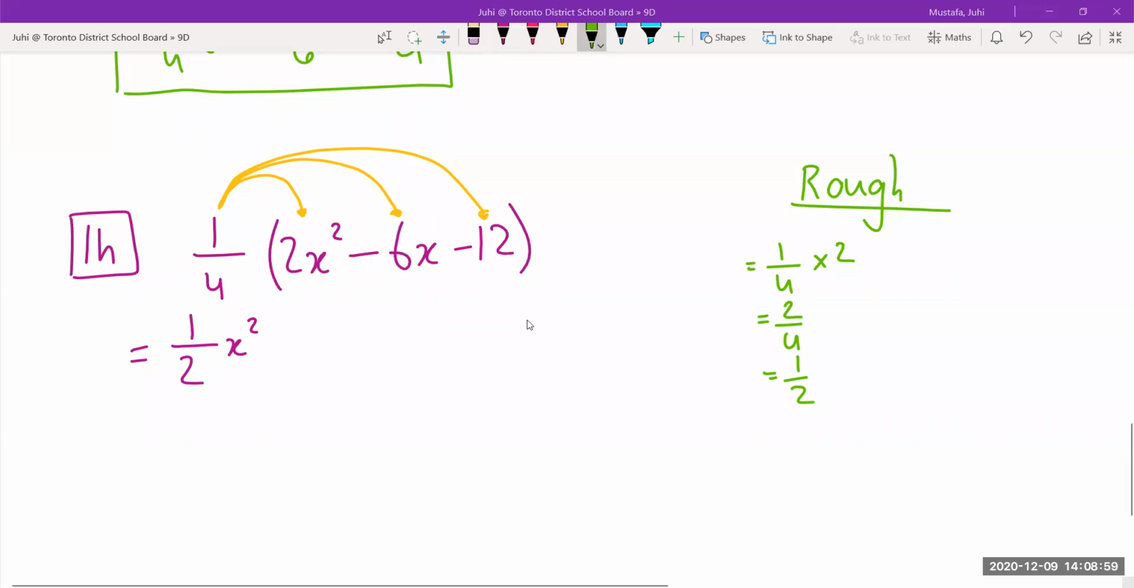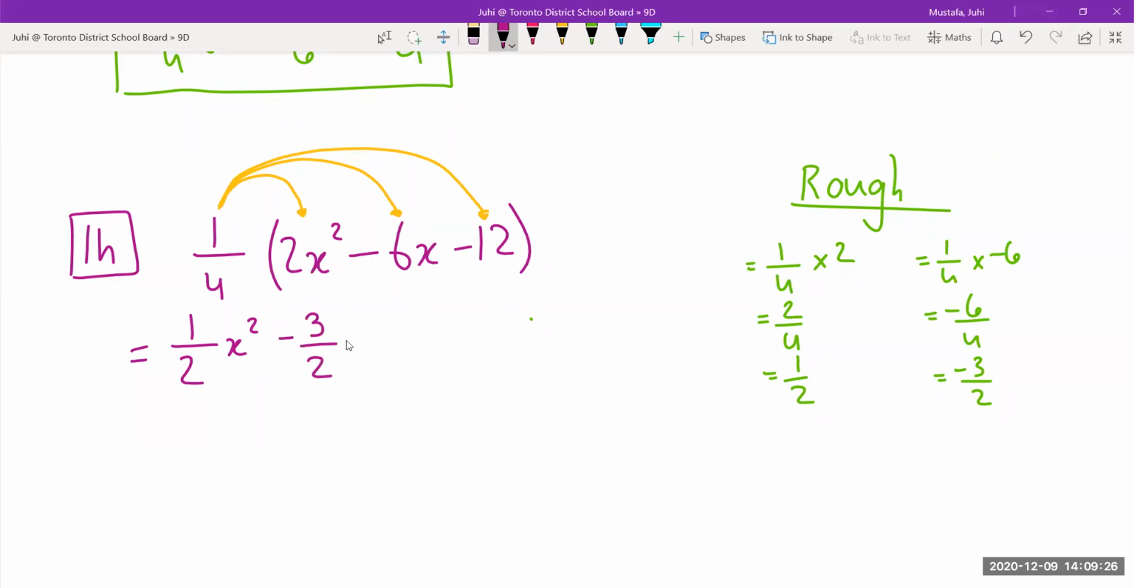All right, no comments. Next, 1 over 4 times negative 6. Again, I'm going to go to my rough sheet of paper. If you can do this in your head, great. If you can't, no worries, you can do it here. You're going to multiply and simplify these fractions. So 1 over 4 times negative 6 is negative 6 over 4. Divide both of them by 2, and you get negative 3 over 2. So my simplified solution here is going to be negative 3 over 2x.